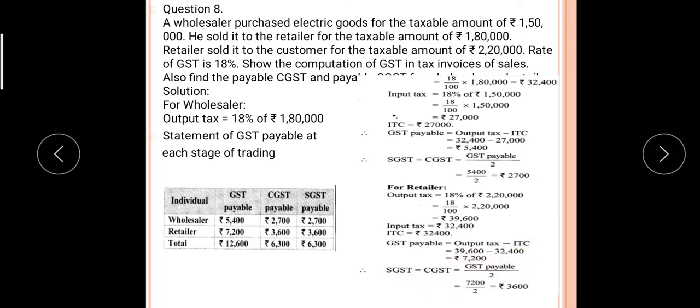So CGST and SGST are 3,600 each, for whom? For the retailer. So for the retailer, 7,200, it is 3,600 and 3,600, correct.